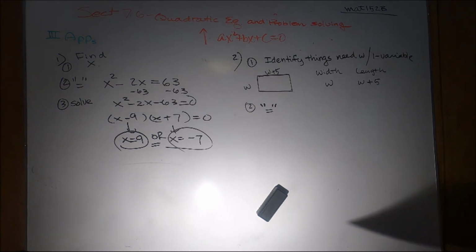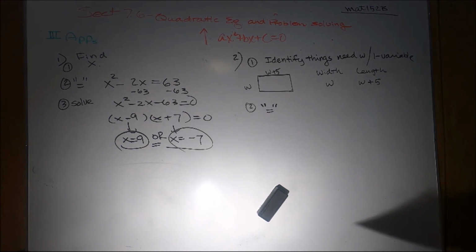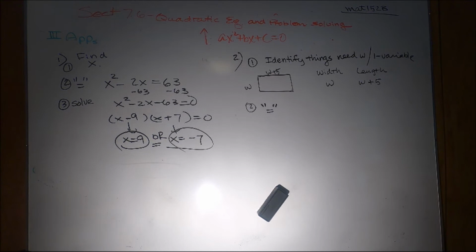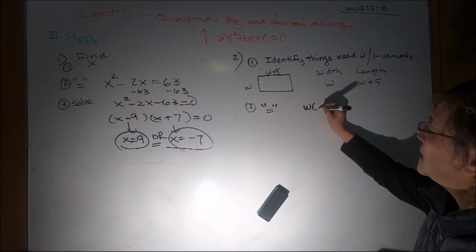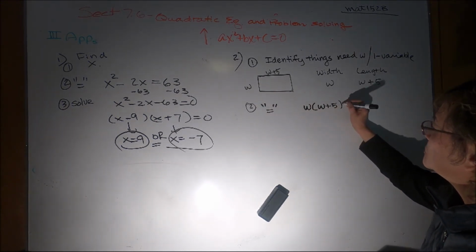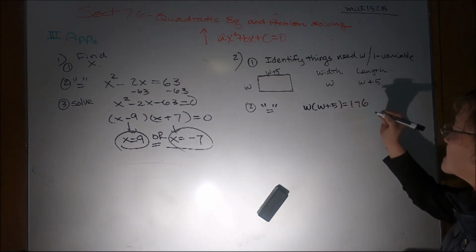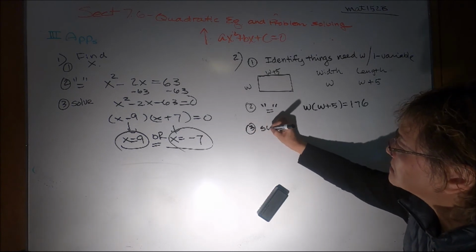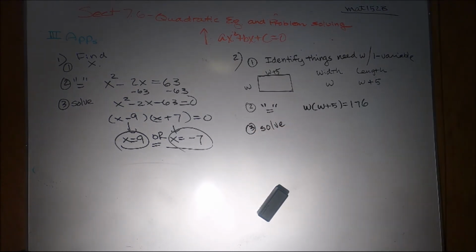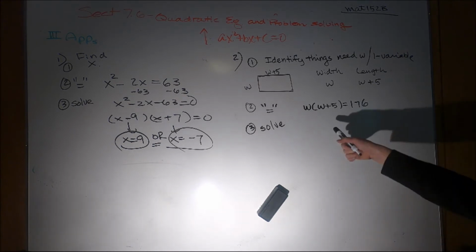Look, another situation, it says what? The area of the rectangle is 176 square feet. What is area? Area is length times width. So length times width should be what? 176. So we write our equation. Then third step, we will solve it, right? How should we do that?